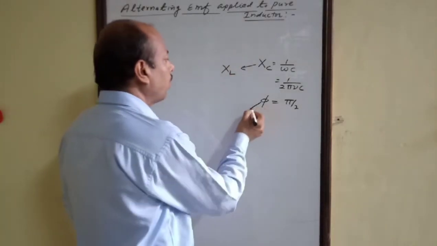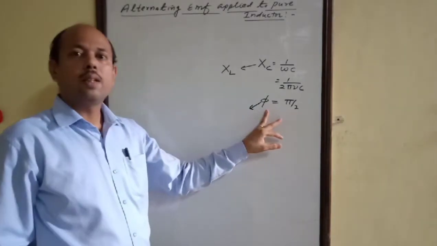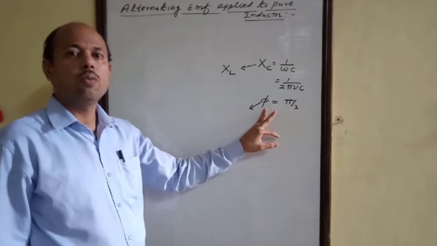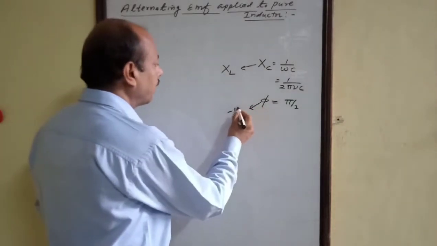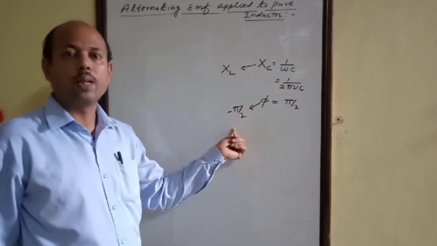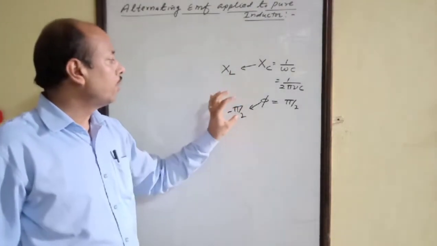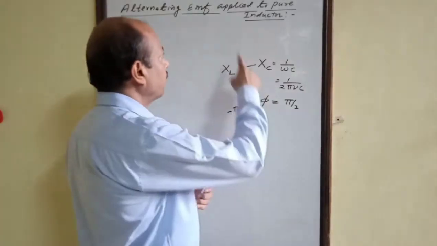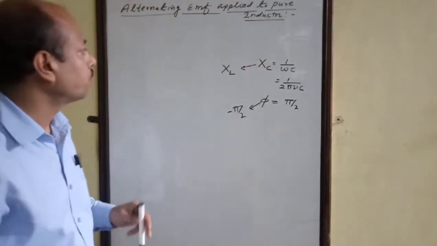Secondly, we will also find what will be the phase difference between voltage and current in the case of an inductor, and that we will get as minus pi by 2. In the proceeding of the class, we will discuss that here current will lag behind the EMF by pi by 2. So these two aspects we will discuss in this class.